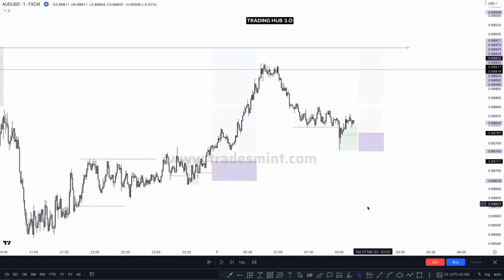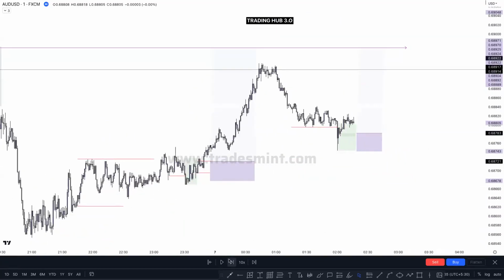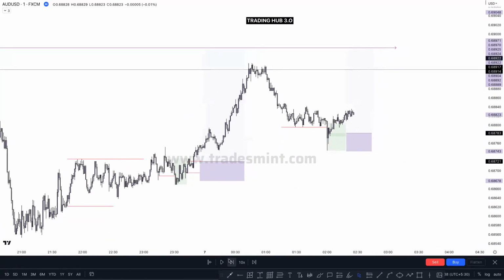Now let's see what is happening here. And these are counter trend moves here, as you know.